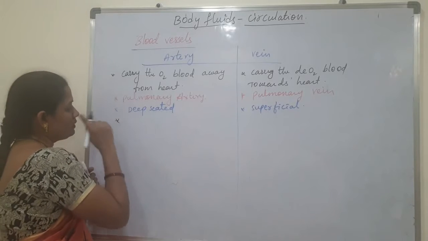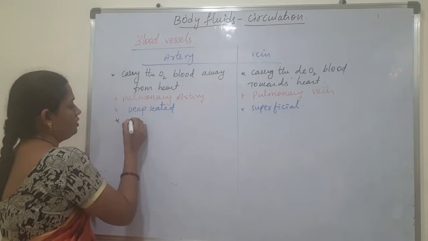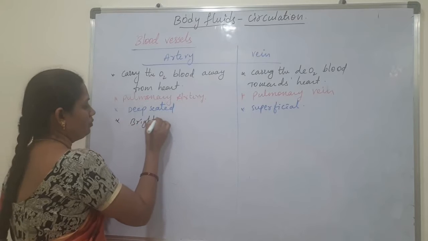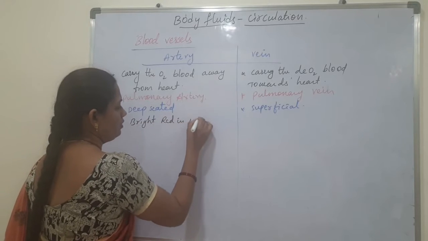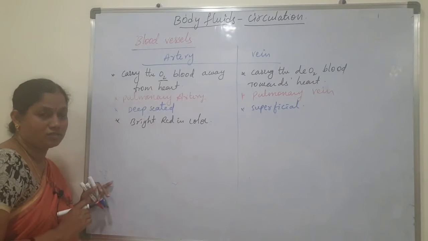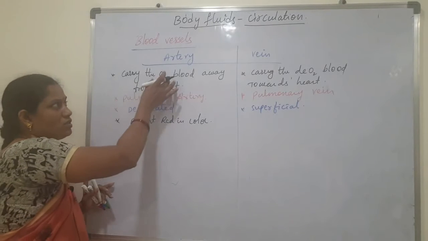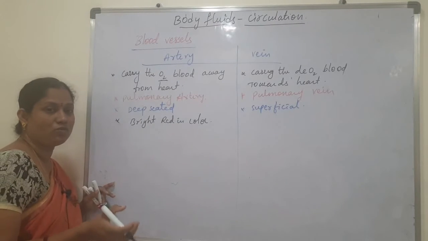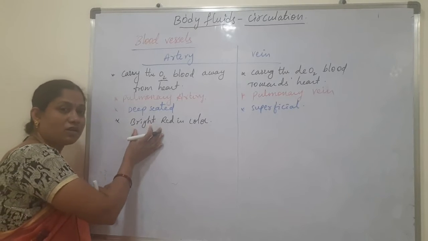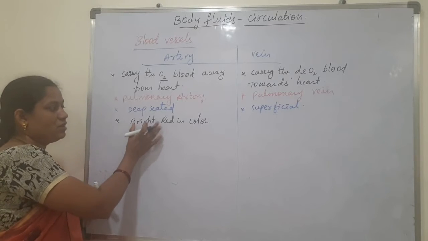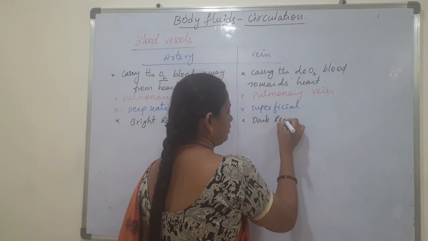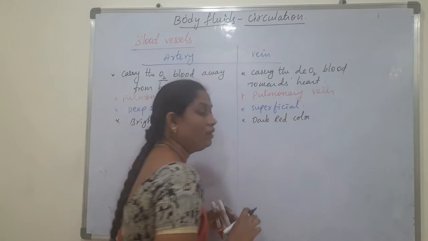Next, arteries are bright red in color. Because it carries the oxygenated blood. Oxygen binds with hemoglobin to form oxyhemoglobin, and that oxyhemoglobin gives the bright color. That's why arteries are bright red in color. Veins are dark red in color.